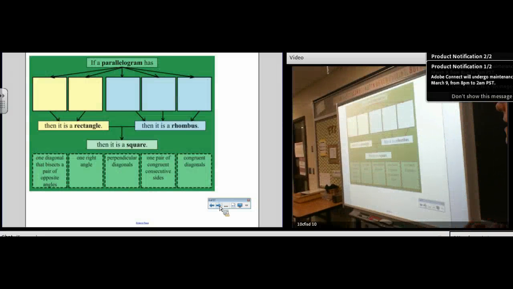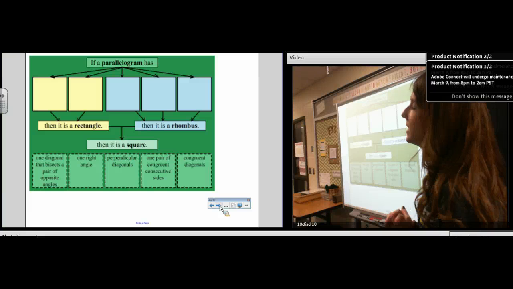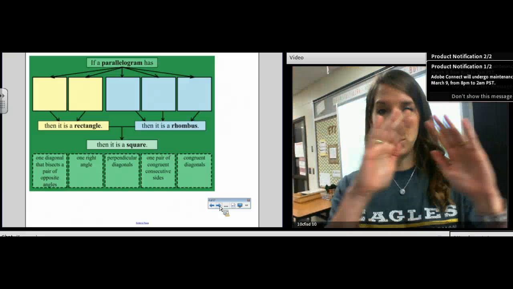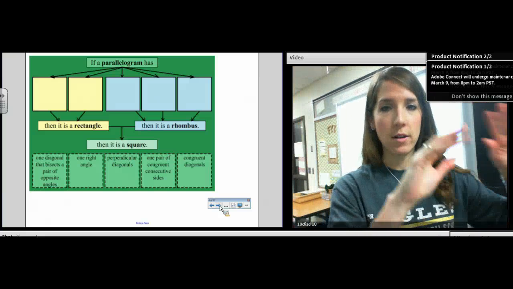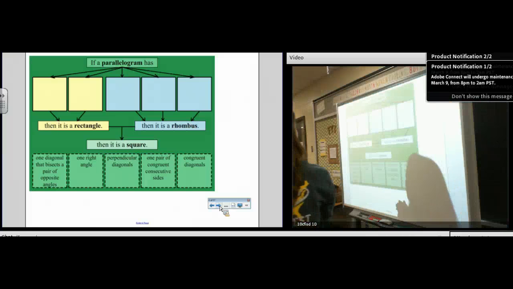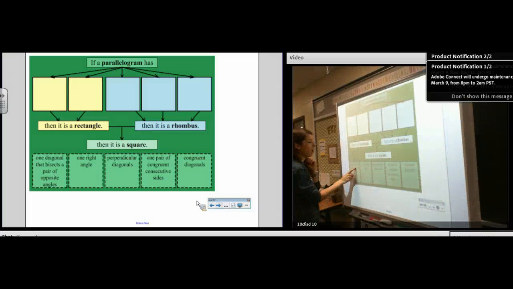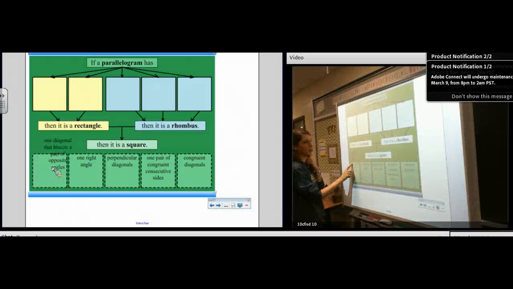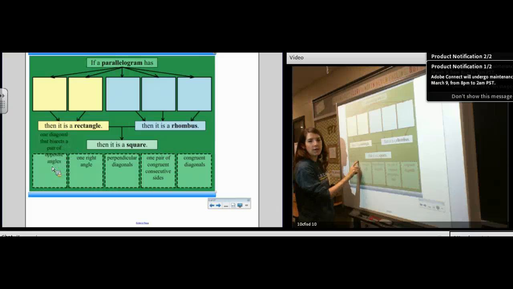So if we look at this, let's see if we can tell if it's a parallelogram. It can go 2 routes. It can go the rectangle route or it can go the rhombus route. So let's look at our 2 different options. If I'm a parallelogram and I have one diagonal that bisects the angles, would I be a rectangle or a rhombus?